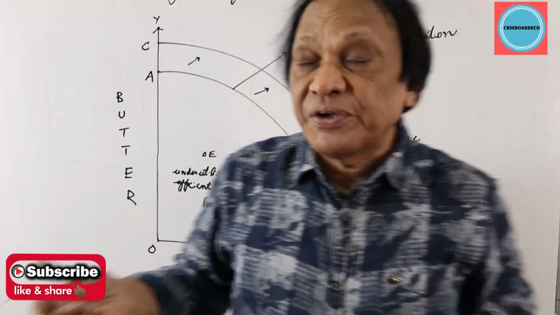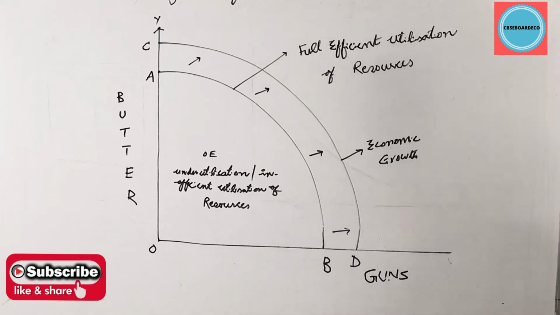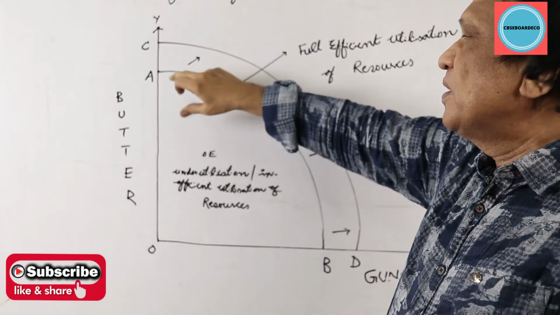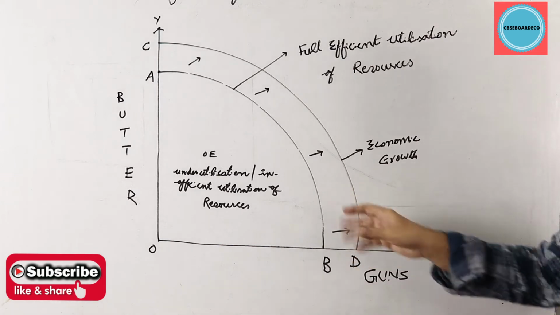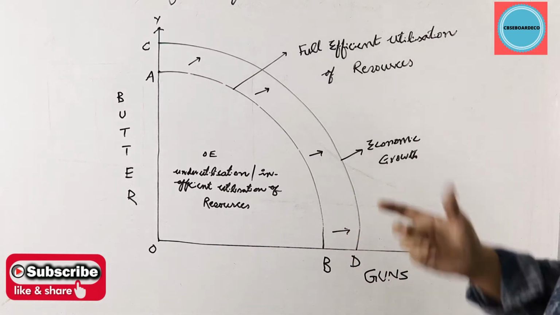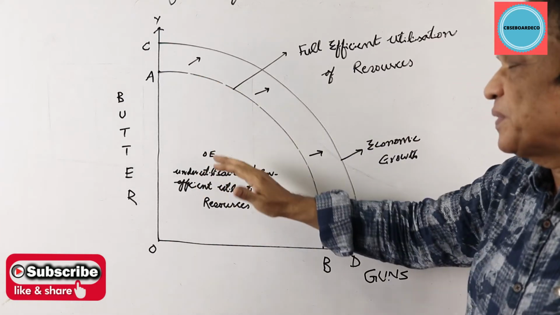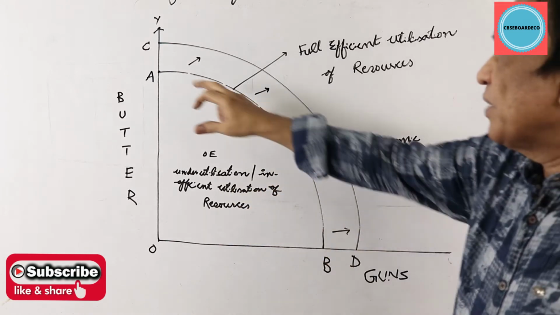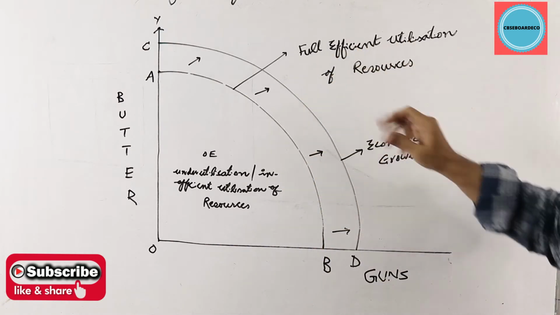Yes. Look at the graph here. On the x-axis you have guns, on the y-axis you have butter. This exactly is the production possibility curve, AB. You have plenty of possibilities here, one here, maybe here, maybe here. So AB is the PPC. As I told you, point E shows that if you are producing anything below the PPC, it indicates underutilization or inefficient utilization of resources. If the economy is producing on the PPC, it is full and efficient utilization of resources.